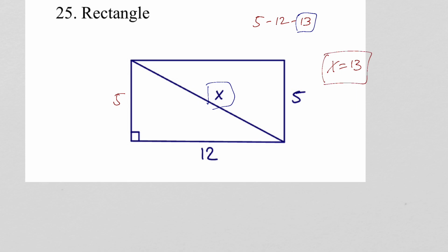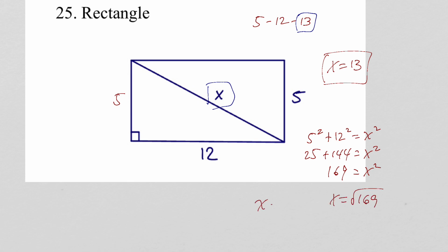But if you don't remember that, then you have to use the Pythagorean theorem. And that says that 5 squared plus 12 squared is equal to x squared. So x is equal to the square root of 169. So x is 13. Either way you do it would have been fine.